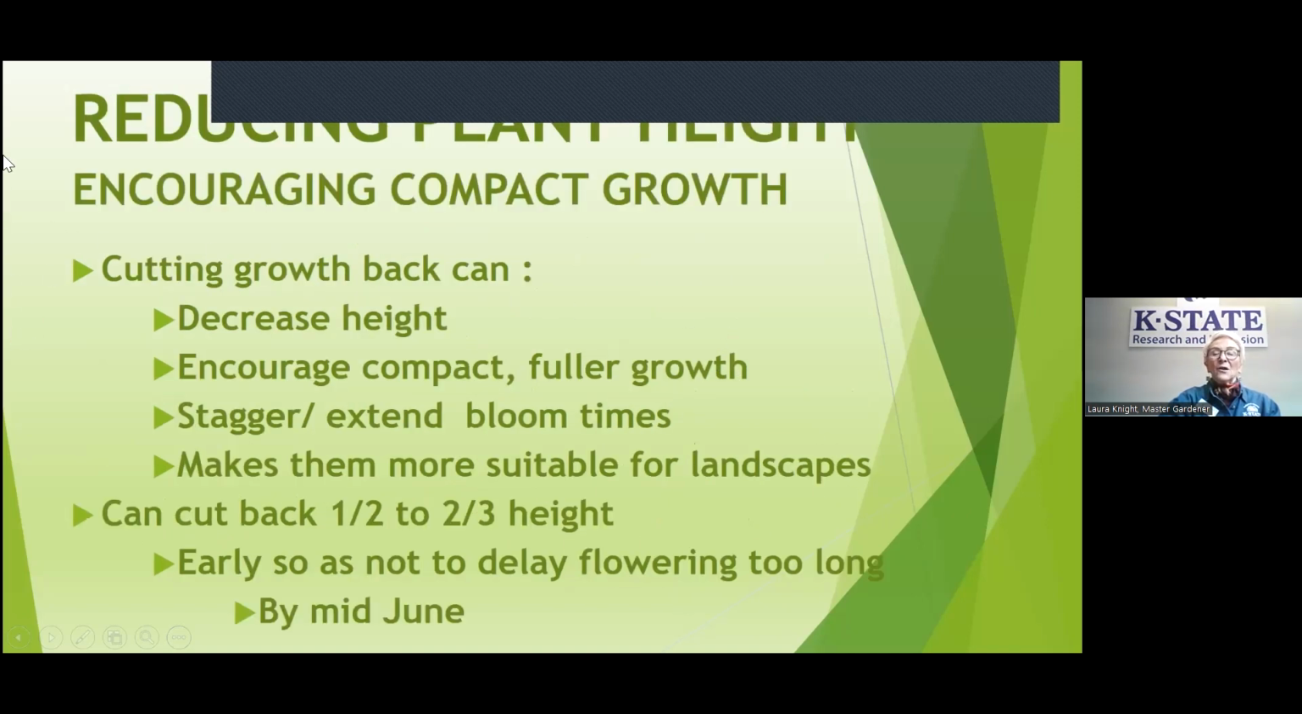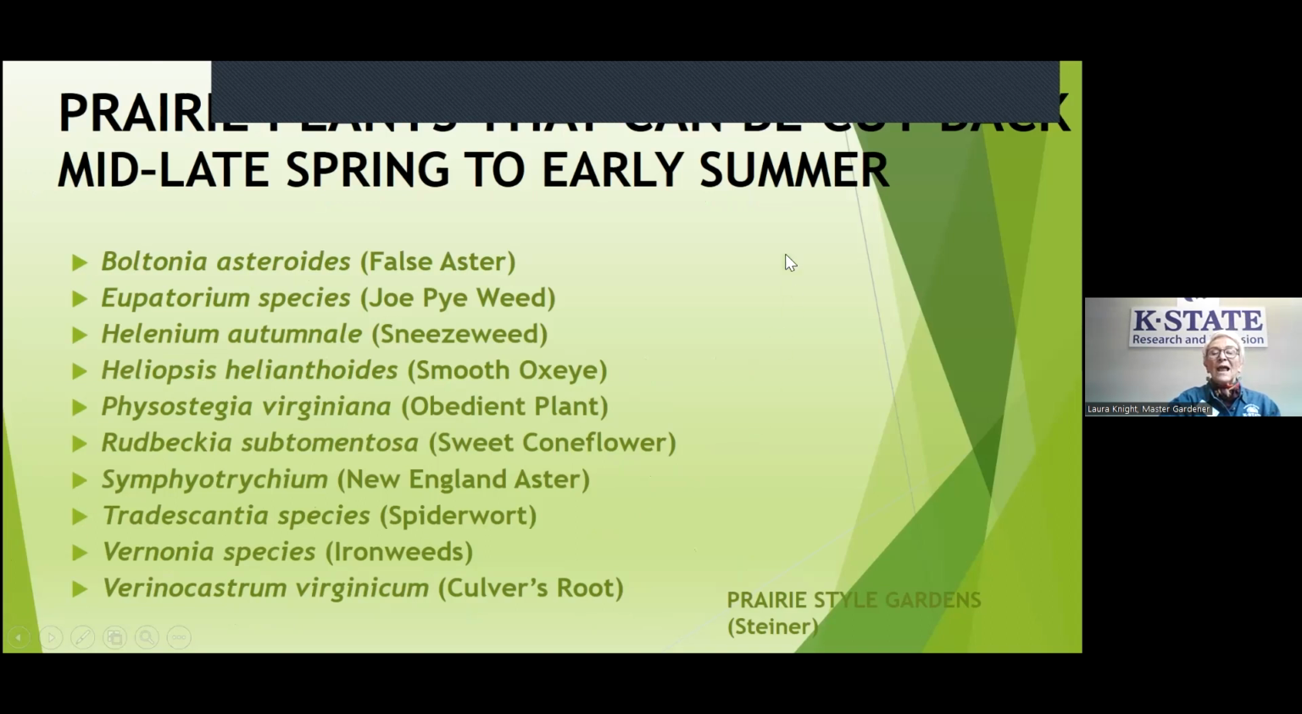And some plants are too big for small gardens, some native plants, but you can cut growth back early. Most of the time, and I have a list, you can cut back to 1/2 or 2/3 height. By mid-June, you're going to delay flowering, but not for too long. And this is from Prairie Style Gardens, a book that is out of print now, and it's by Steiner.